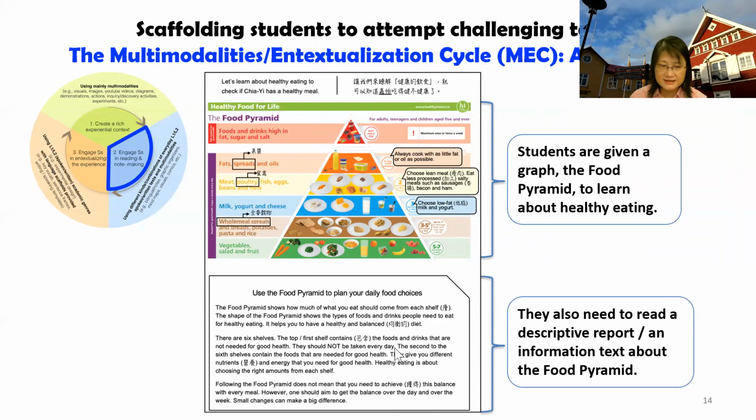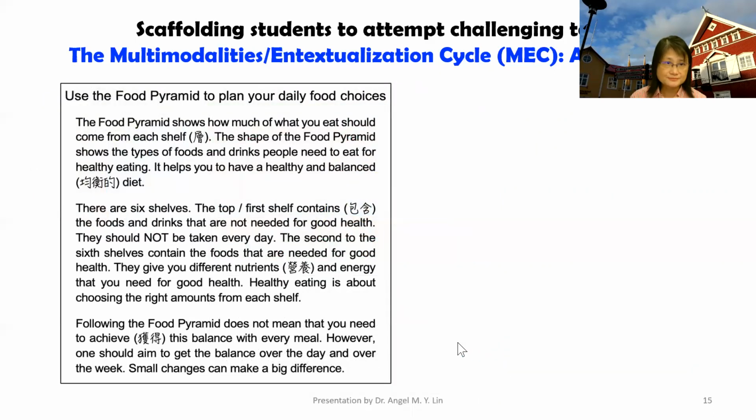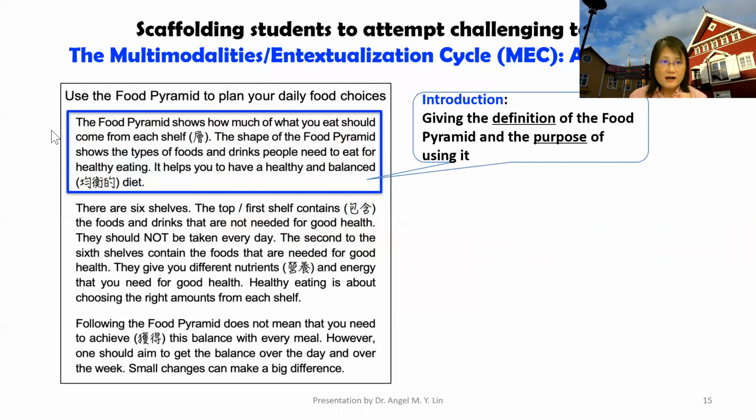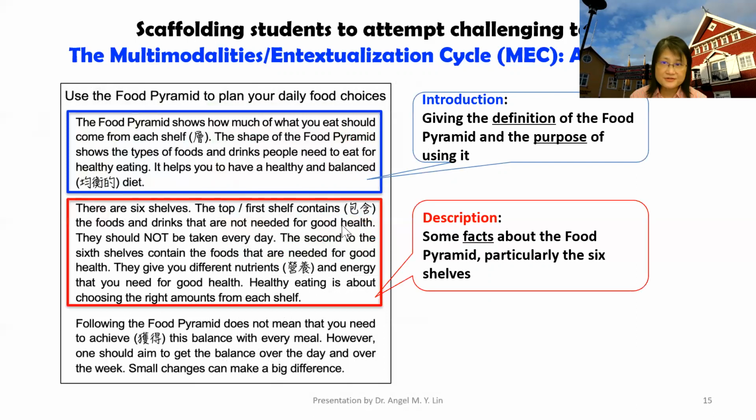The genre is a descriptive report. This is giving information about the food pyramid. So they're learning this text type, this genre. A genre can be understood as a text type, and it is a descriptive report. And when students are reading it, they are also reading the definition of the food pyramid and the purpose of using the food pyramid. So the first paragraph gives a definition and purpose of the food pyramid.